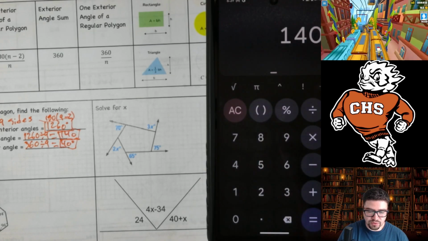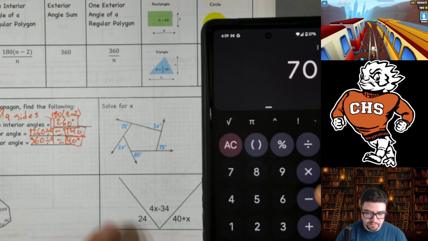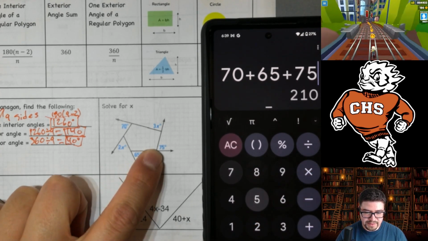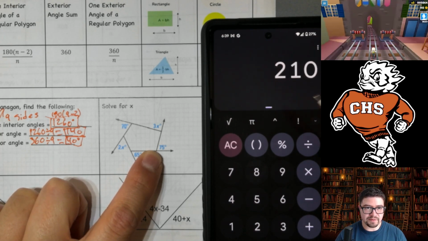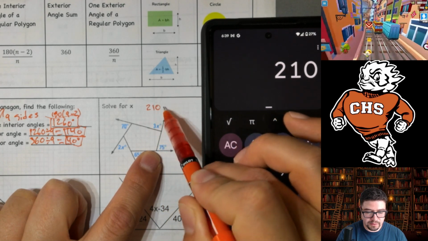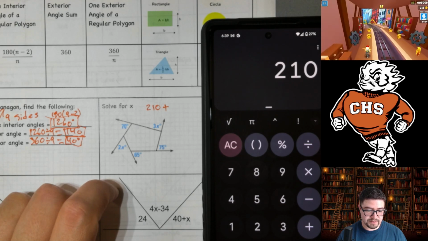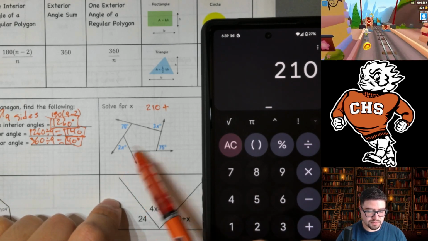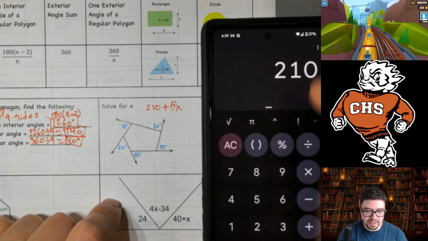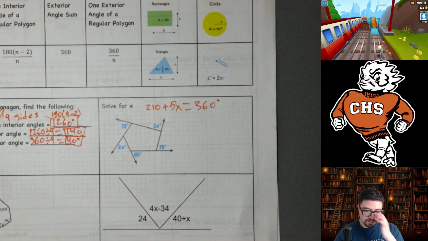Let me go ahead and take a shortcut on that equation here. So I'm going to add 70, 65, and 75. That gives me 210. So I'm going to start my answer with 210 plus. Now I'm looking at the x's. There's a 2x and a 3x. So that is 5x. I can do that in my head. And like I said, that's going to equal 360 degrees.